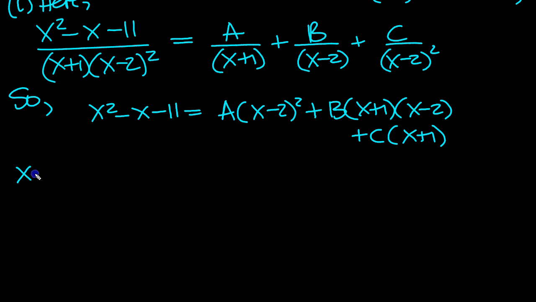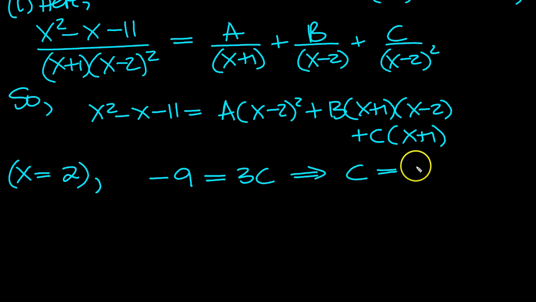So let's substitute in x equals 2, shall we? So see what that gives. 2 squared is 4, minus 2 is 2, minus 11 is minus 9, is equal to. Put 2 in here, that's 0, that goes. This also goes, that's why we're doing it, and we get 3c. So that tells us what c is. Move the 3 from times to divide, and we see that c is minus 3.